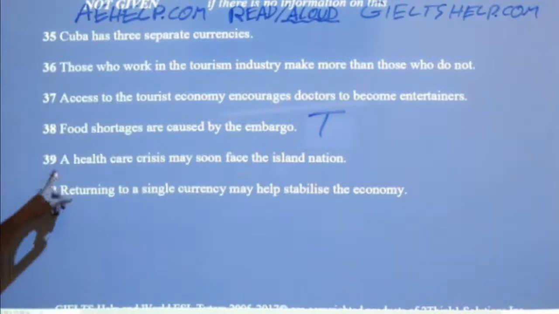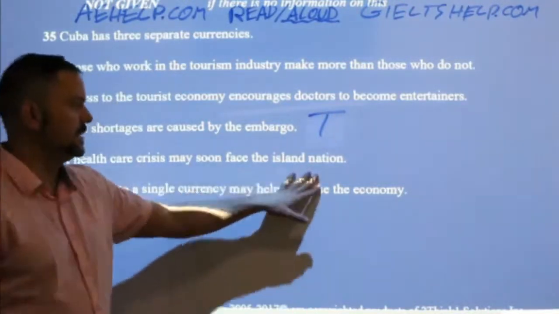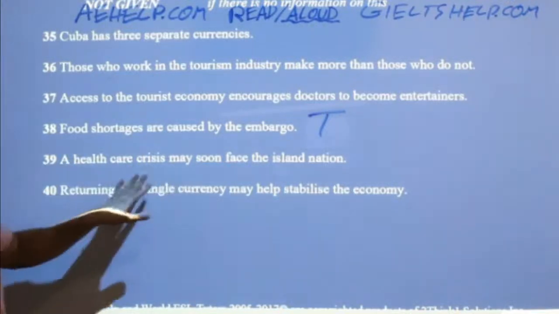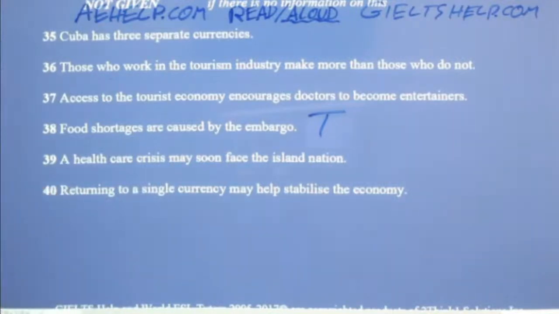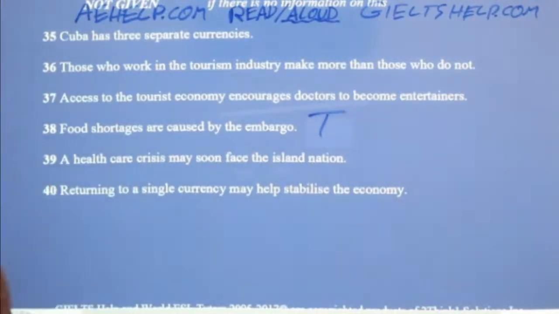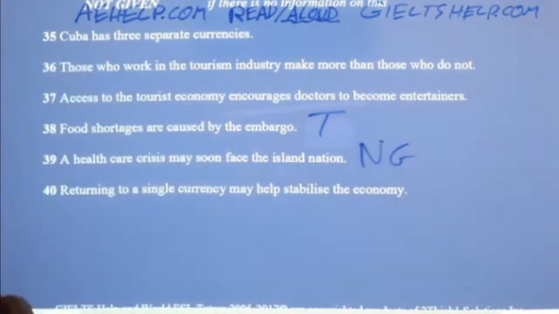Okay, and number 39, a healthcare crisis may soon face the island nation. Tourism, economy, Cuba, talking about healthcare crisis, the hospital system, number 39. I know that they talked about a food shortage crisis, but what about healthcare? There was a little bit of information that they have free healthcare. So that's not important to this topic. We're not talking about the Cuban healthcare system, so not given.